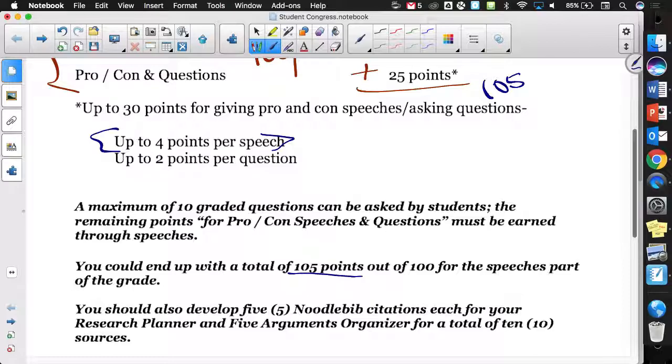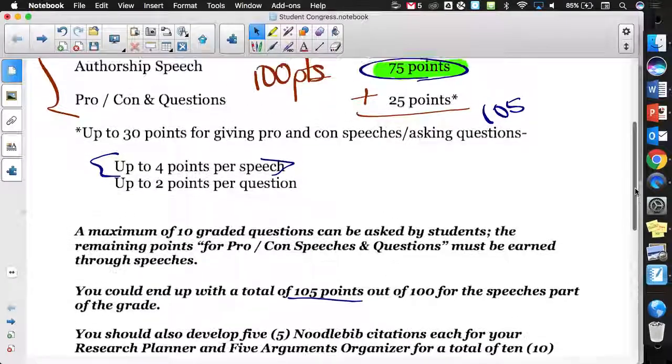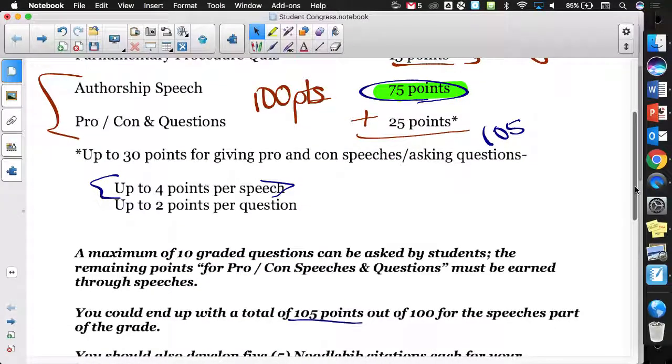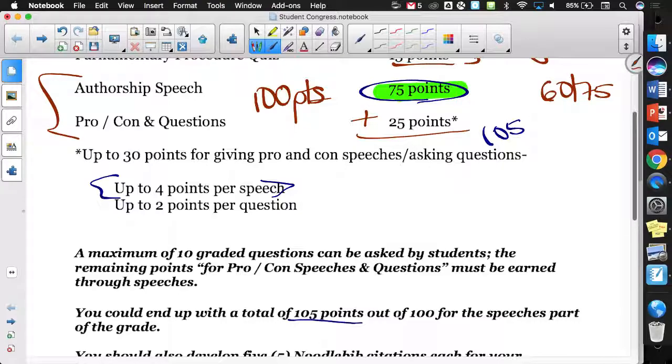So you give your speech. It's a solid speech, but it's not, you know, the greatest speech in the world. Let's say you get an 80%. That would be 60 out of 75 points. What's the highest Student Congress grade you could still get? You could still get a 90 out of 100 by earning those 30 extra points.